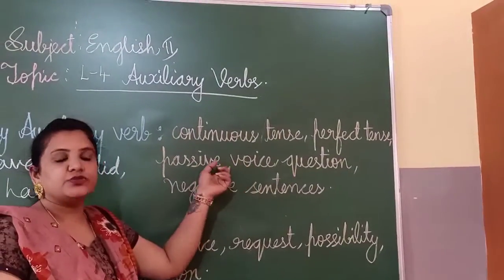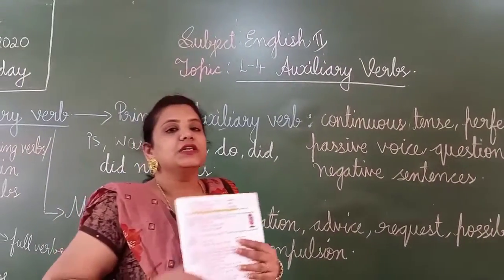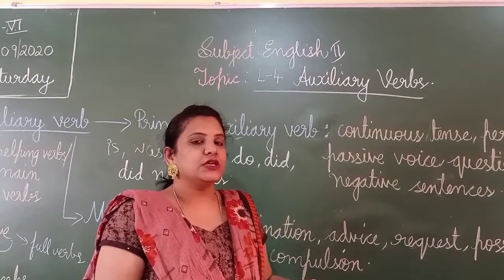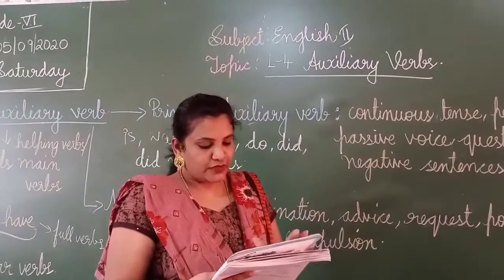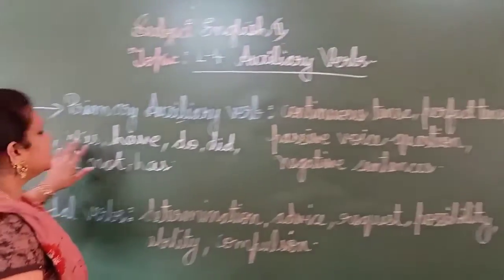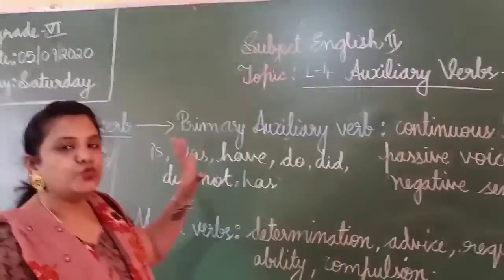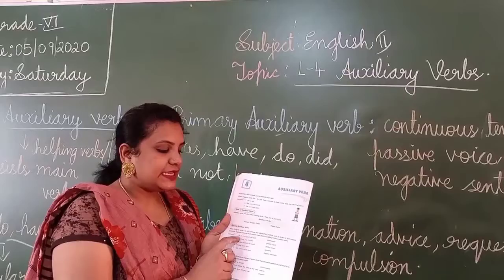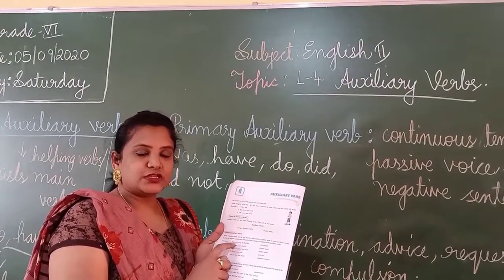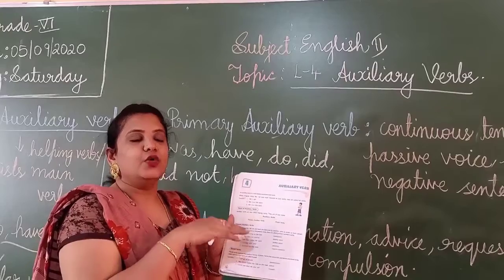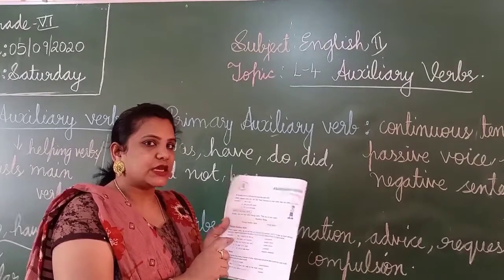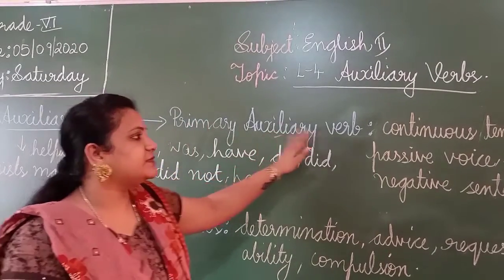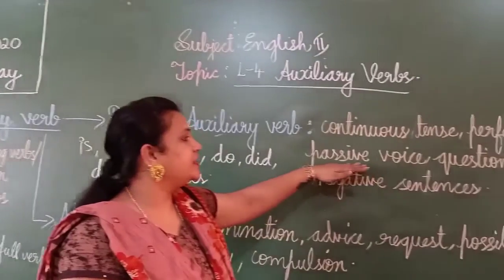Now coming to passive voice. What is passive voice, children? Passive voice is when the subject is not the doer of the action. So you have, the room was clean. The room is the subject. Is the room the doer of the action? No. Someone else has done the work. So this is passive voice. We use primary auxiliary verbs in such sentences.